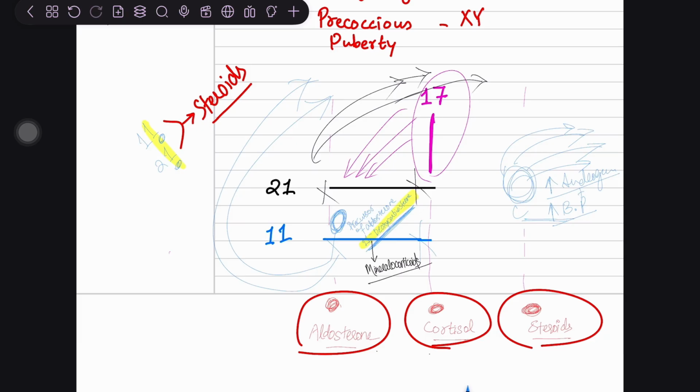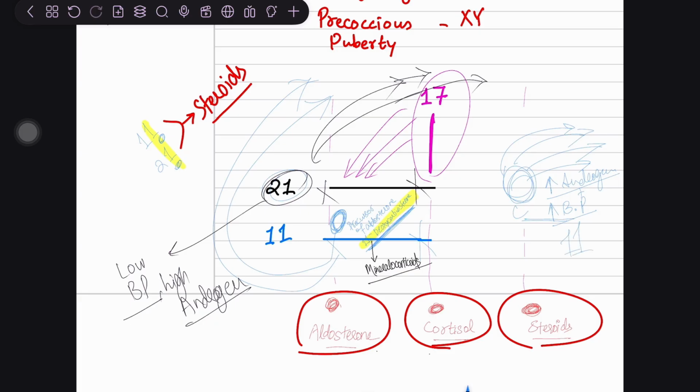In 11, there's high BP and high androgens. In 21, we got only low BP and high androgens. I'll clear it up in clinical vignettes as well for you guys. Just remember: high androgens and low BP for 21, high androgens and high BP for 11.